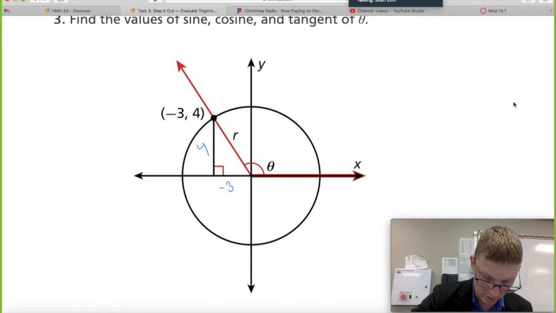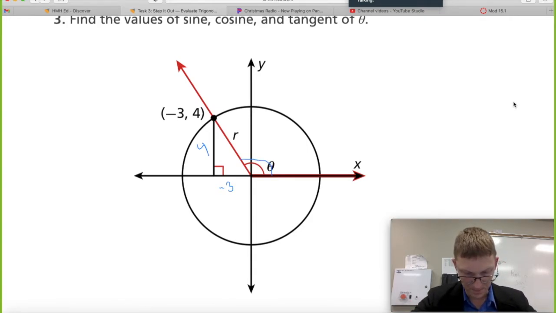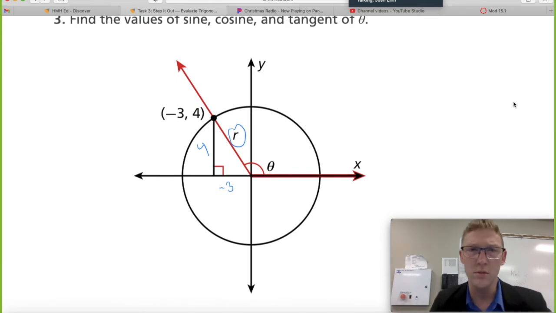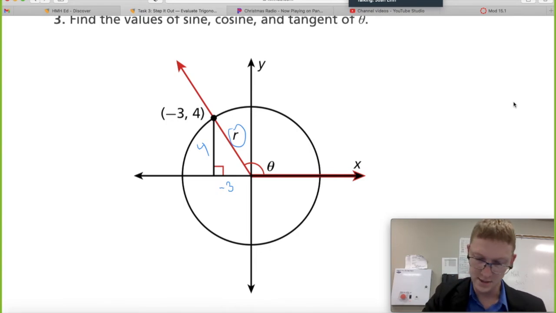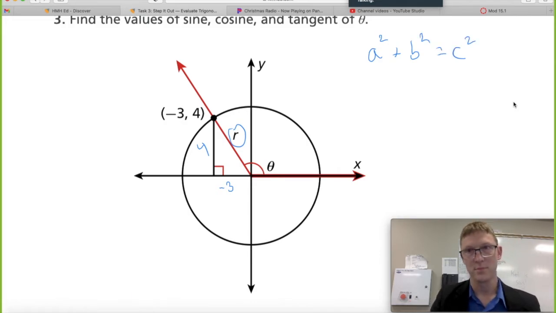Okay, I take that back. I was going to do this with that theta right there, but that's fine. We can still do this. So we're working with this theta. We need to know r, right? So we need to know what this r is. Now, can you think of any theorem that helps us with a right triangle with an A and a B and a C? Pythagorean theorem, right?